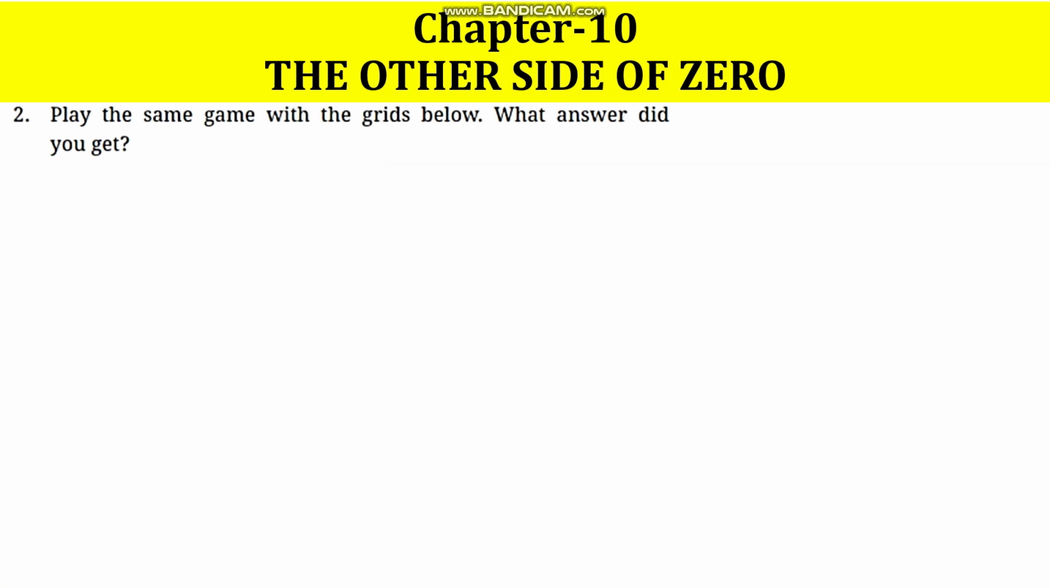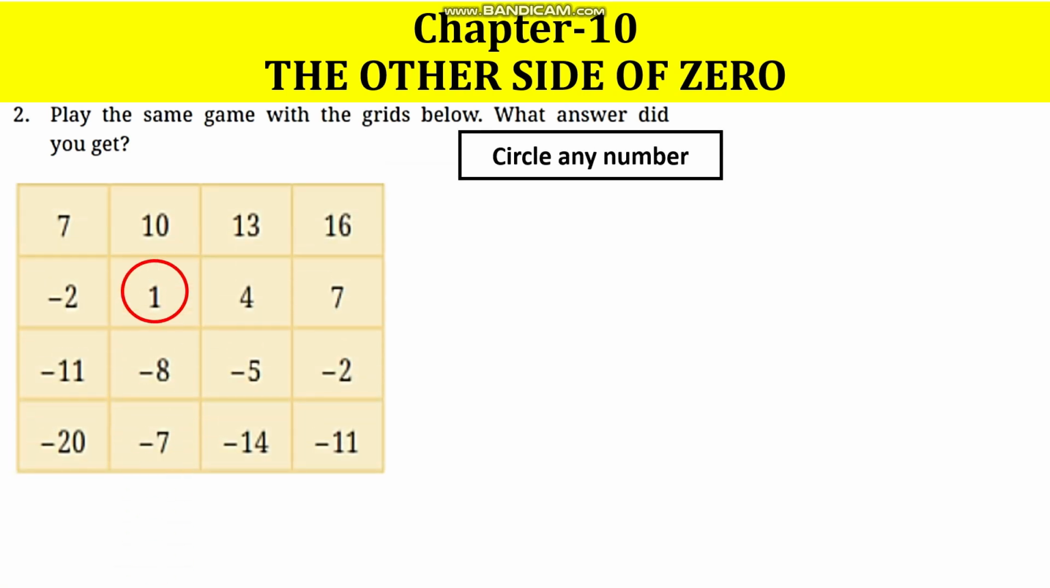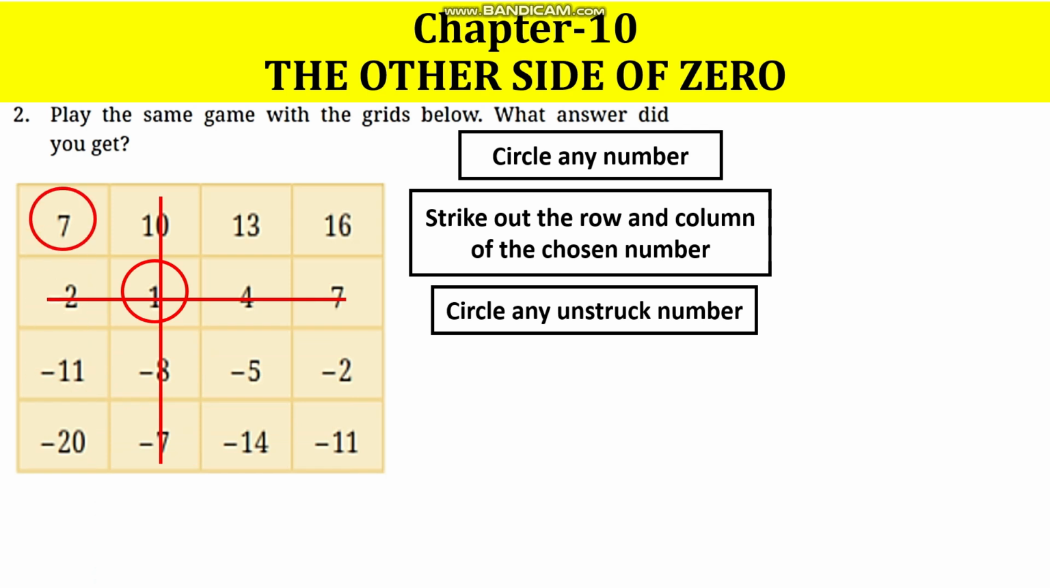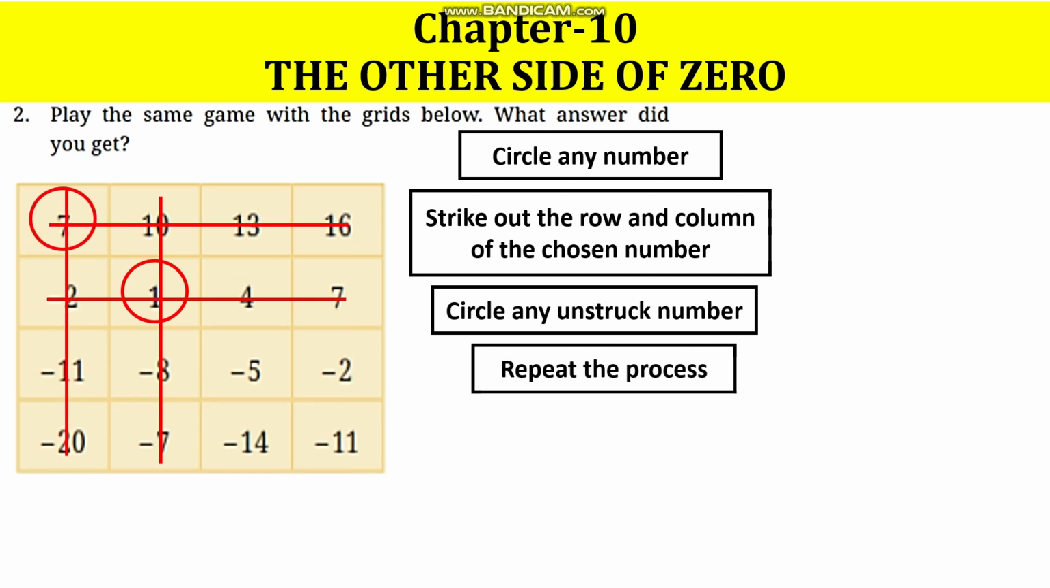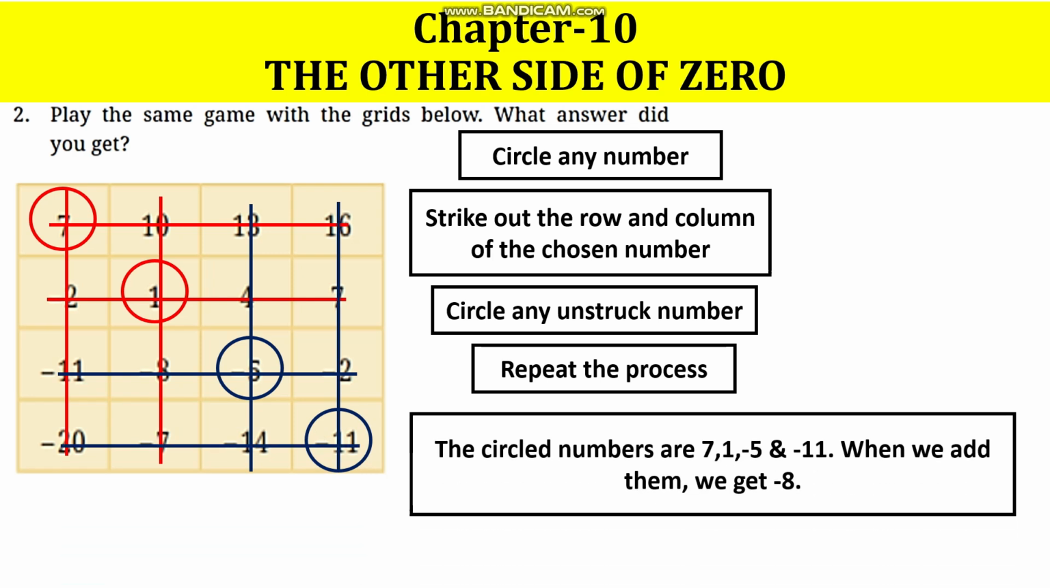Now play the same game with the grids below. What answer are we getting? Again we can circle any number. Let us circle 1 and we will strike off the row and column of the chosen number. Now again we will circle any other unstruck number. Let it be 7. Again we will strike off the row and column. Now we will repeat the process. We will circle another integer, that is -5, and we will strike out the row and column. The last one is -11. Again we will strike out the row and column. So the circled numbers are 7, 1, -5 and -11. When we are adding all these integers, we are getting -8.